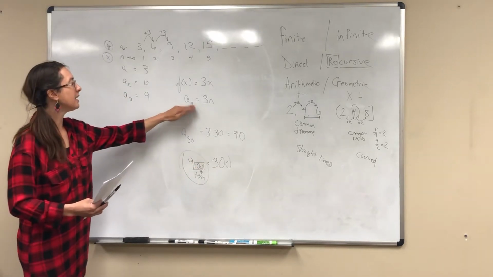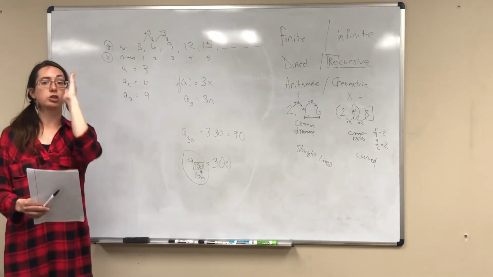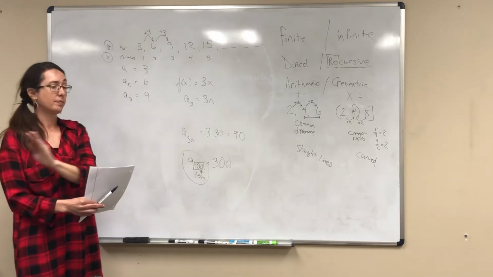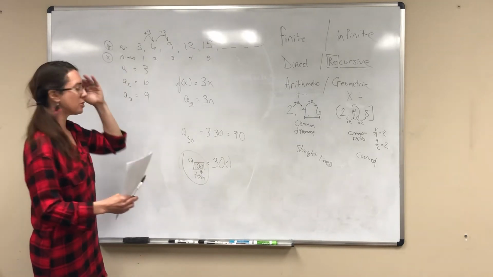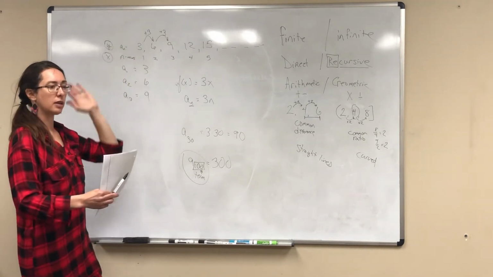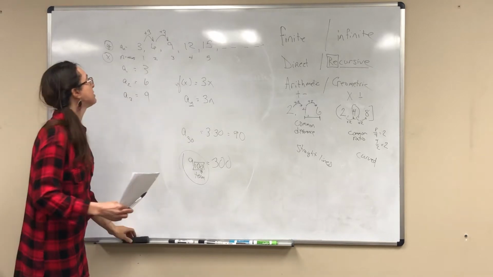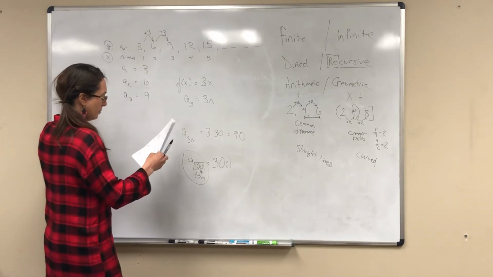Remember, our n is simply telling us which place in the sequence. What we're coming up with is our value. So that's why it's good to think of it as x's and y's, but your x's are always just going to be those counting integers. Okay.